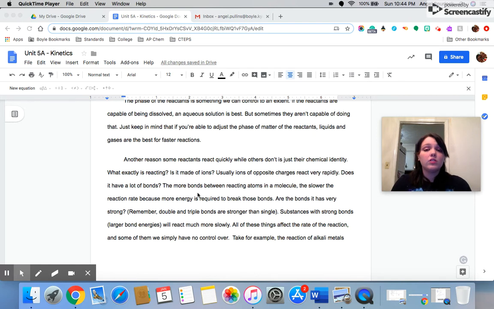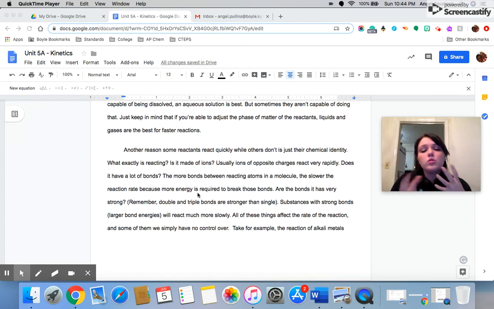Another piece of the nature of reactants literally just comes down to the chemical properties of your reactants. Is your reactant made up of ions? Because ions tend to react very quickly, oppositely charged ions, right? Do your reactants have lots of bonds? Because the more bonds you have, the more bonds you have to break. The more bonds you have to break, the more energy that you need, and the more energy you need, the slower your reaction is going to go.